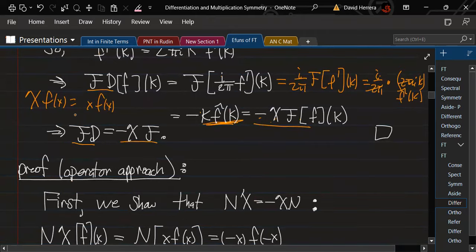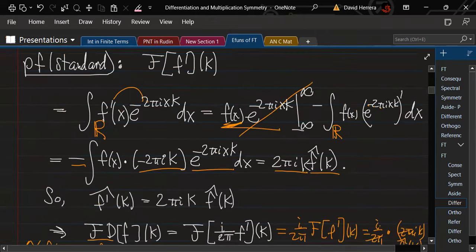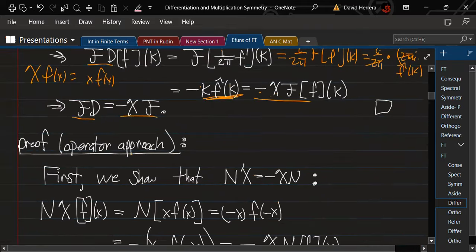So that was one approach. That's kind of like the standard approach. You just calculate it. However, there's this nice operator approach. Basically, the idea is that what we did was we calculated the Fourier transform of xf, and you had df. That's what we had earlier. Now what we can show is if you do Fd, you get minus Fx.